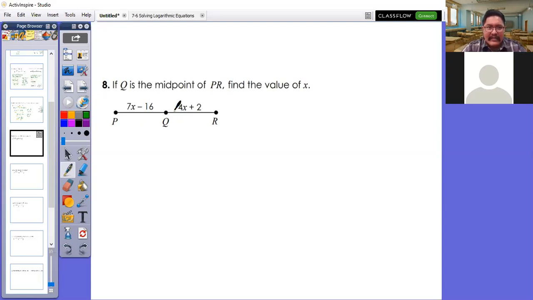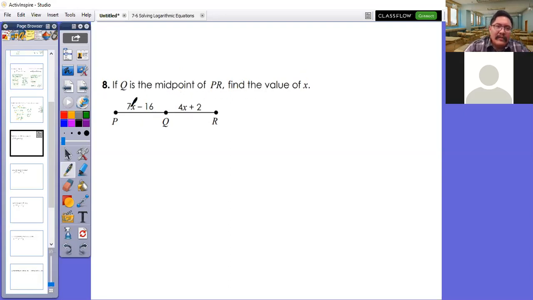Sometimes when they tell you something and the diagram looks like, wait a minute, that doesn't look like a midpoint, you just have to take their word for it. So always go with what they tell you and not always with what you can see on the diagram. Just, again, something to keep in mind for the future. If they tell you something, just take their word for it. Just assume it's true. They want us to find the value of x.